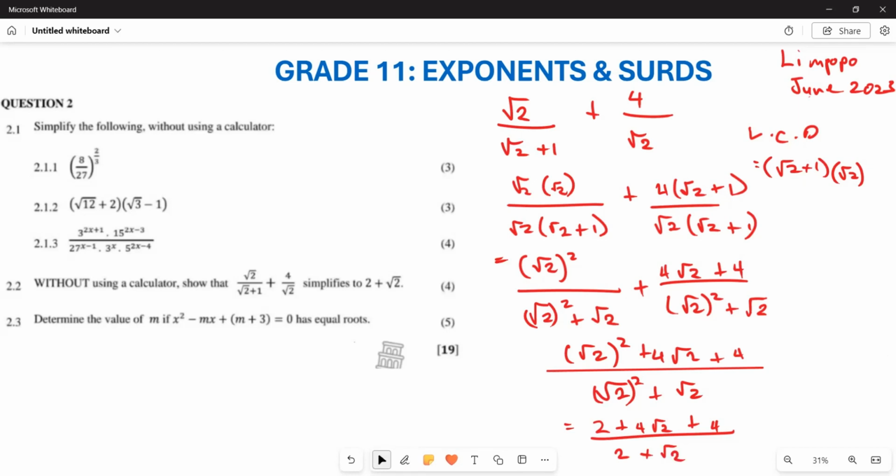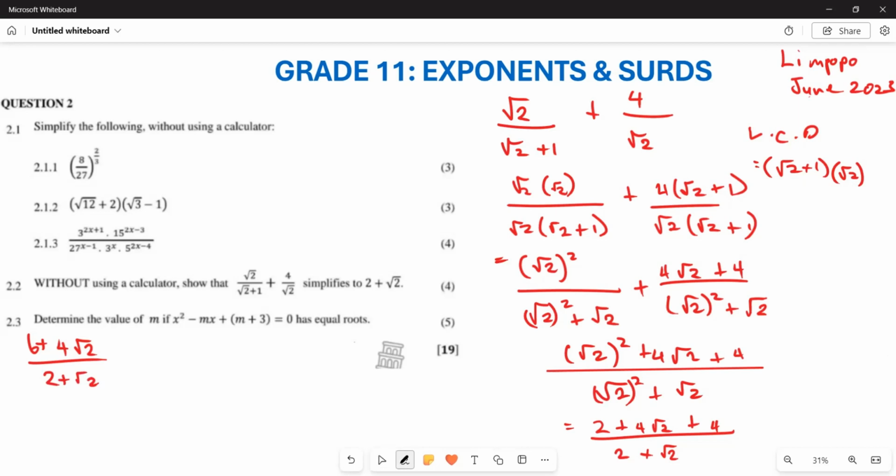And now, what are you going to do here? From here, what can you take away? Let's see. Now, this is one and the same thing, if you look at this properly. Let's write this: 2 plus 4, let's write this as 6 already. So this is going to be 6 plus 4 root 2, okay, divided by 2 root 2.